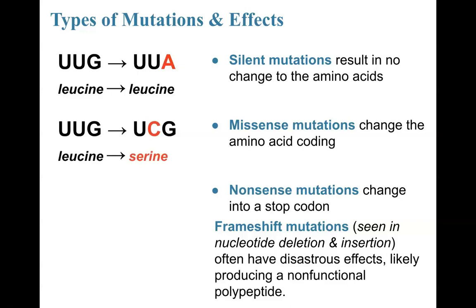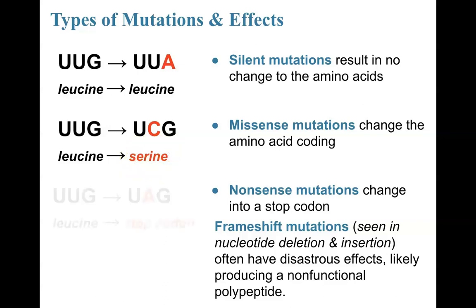A missense mutation, you're going to change the amino acid completely. So here I have UUG. It looks like that U changed to a C over here. So now UCG is going to code for serine. What was supposed to be a leucine is now coding for a completely different amino acid, a serine. That's called a missense mutation.